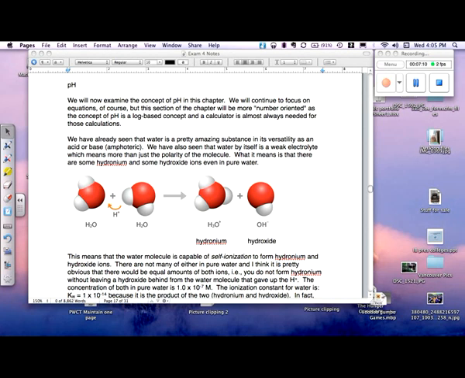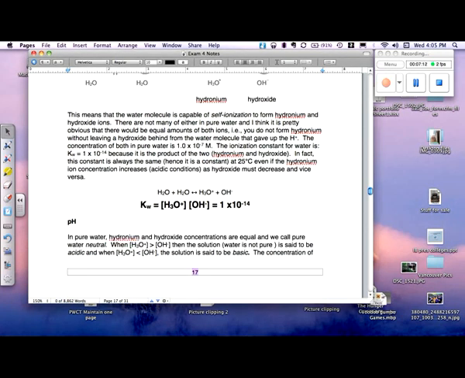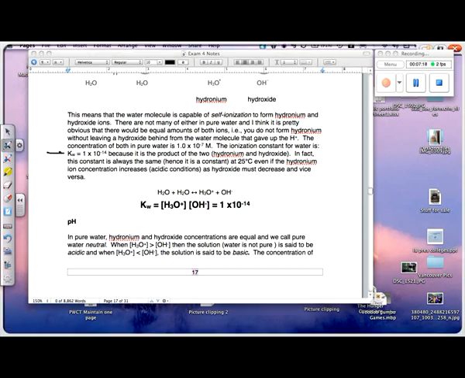Well, it just so turns out that the constant for that reaction above is equal to 1 times 10 to the minus 14. In fact, this constant is always the same, hence it's called a constant, at 25 degrees, even if the hydronium ion concentration increases. So the Kw expression is very useful. It means that you take the hydronium ion concentration times the hydroxide ion concentration to equal 1 times 10 to the minus 14.